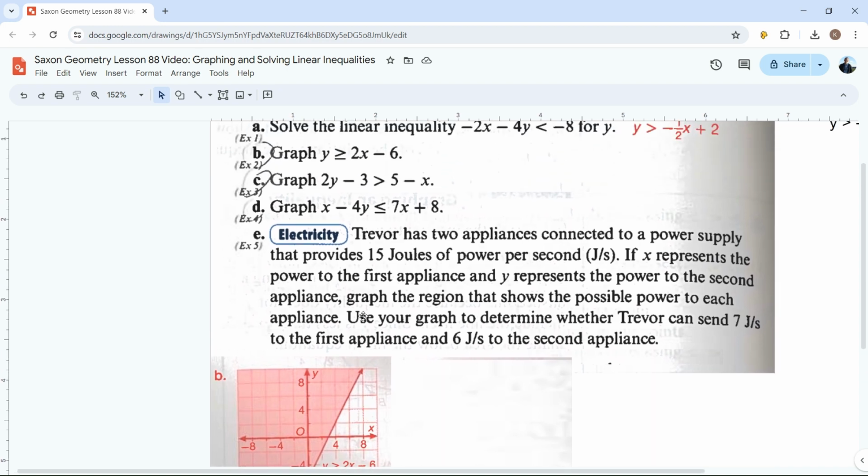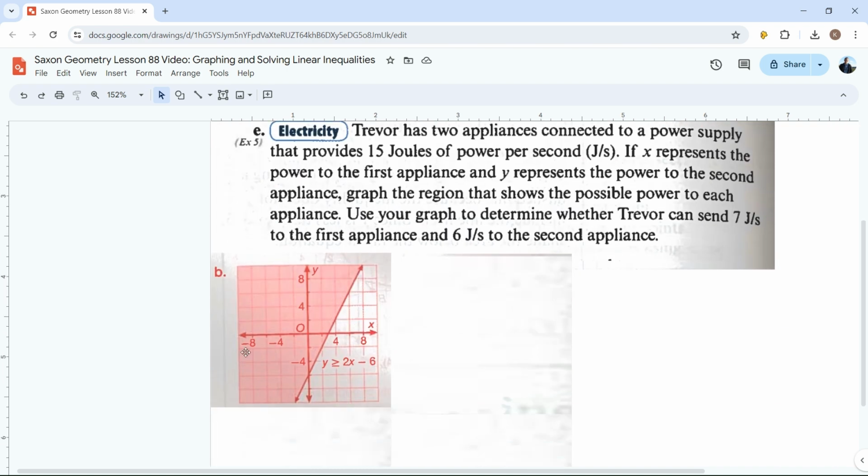Now, the last thing I need to do is figure out which side of the line to shade. Do I shade the top or the bottom? Well, here's what you do. You choose a point on one side of the line. The best point to choose, as long as it's not on the line itself, is the point 0, 0. Choose the origin.